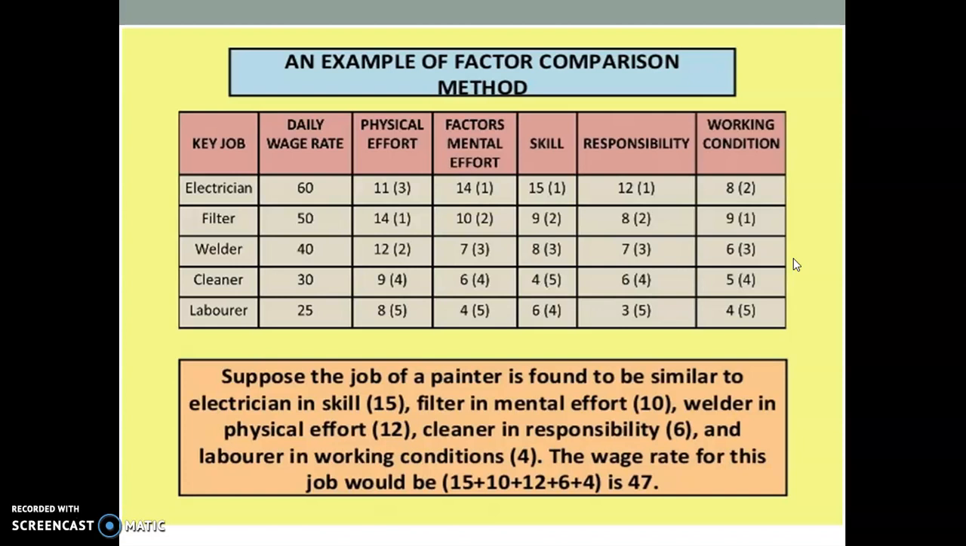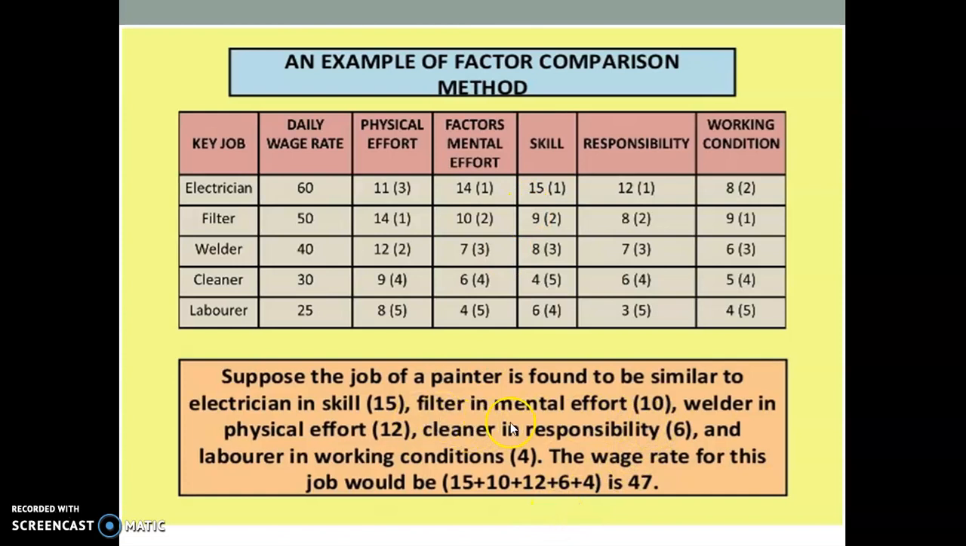Now we can read out the example with respect to the factor comparison method. Suppose the job of a painter is found to be similar to electrician in skills, 15; fitter in mental effort, 10; welder in physical effort, 12; cleaner in responsibility, 6; and laborer in working condition. The wage rate for this job would be 47. So we can check this. The painter is found to be similar to the electrician in skills, so the electrician under skills provides 15 points.